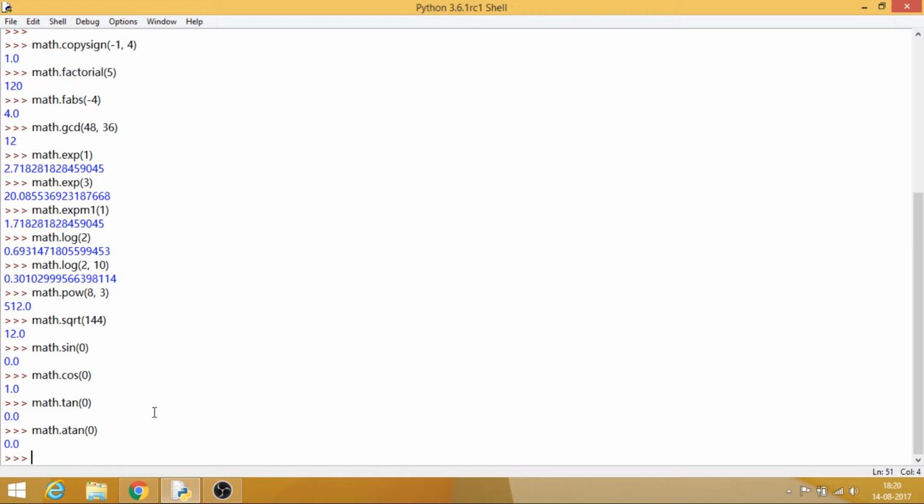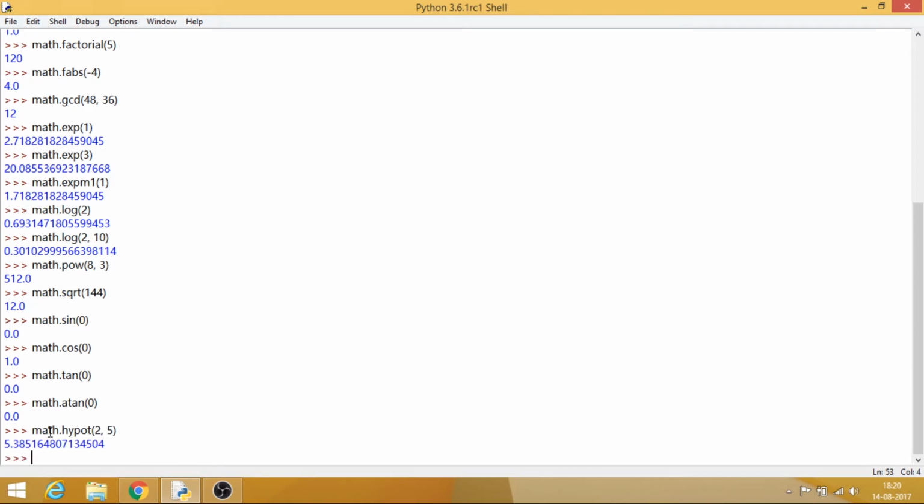Now next method, I have to recall it. Math.hypot. This basically computes the Euclidean norm, and it takes two parameters x and y. So let's compute something.